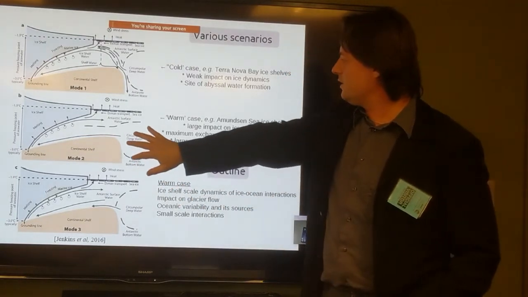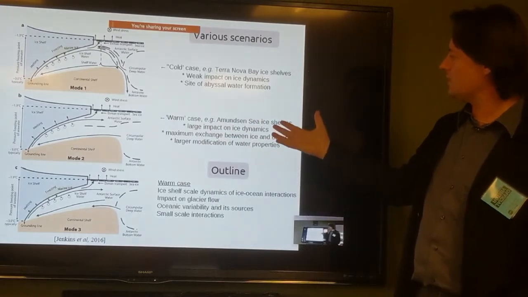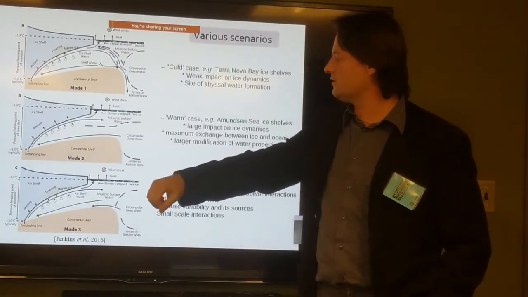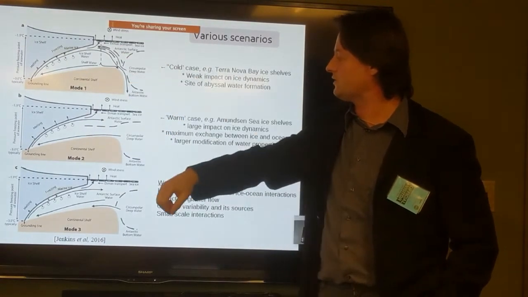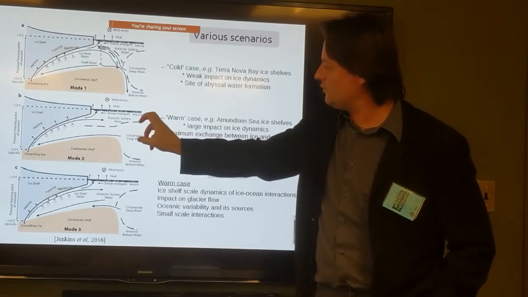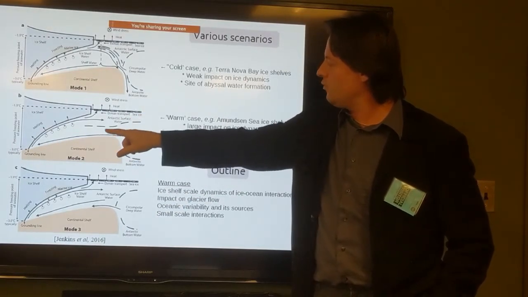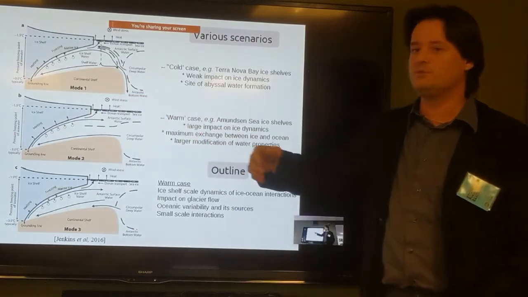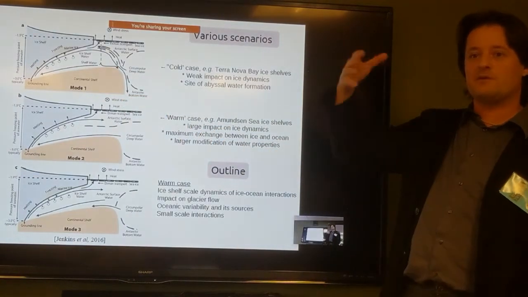And then we have, on the other extreme, the warm case scenario, where the densest water is not that water. That water doesn't exist. We have warm water here, and this warm water prevents sea ice from being strong enough to create this very dense water.